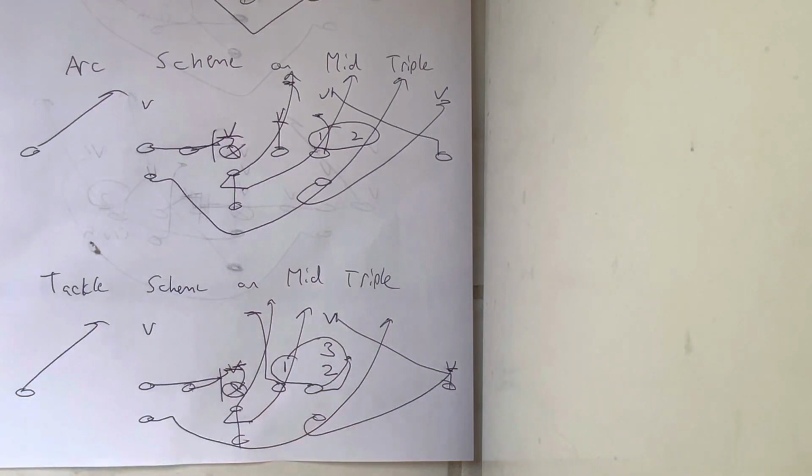Now a tackle scheme, and this is very rare. Very rarely does this happen with Army, Navy, and Air Force. But a tackle scheme is when you have, let's say you got 1 here, you got 2, you got a corner, a safety, and an extra player. That's a tackle scheme. So what happens there is the A-back has to make a tackle call.